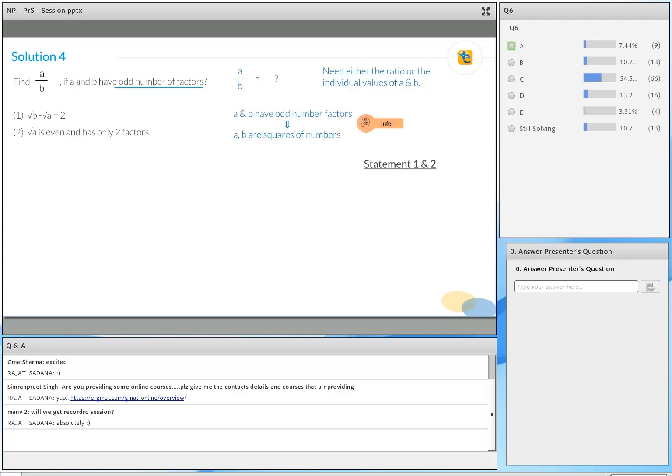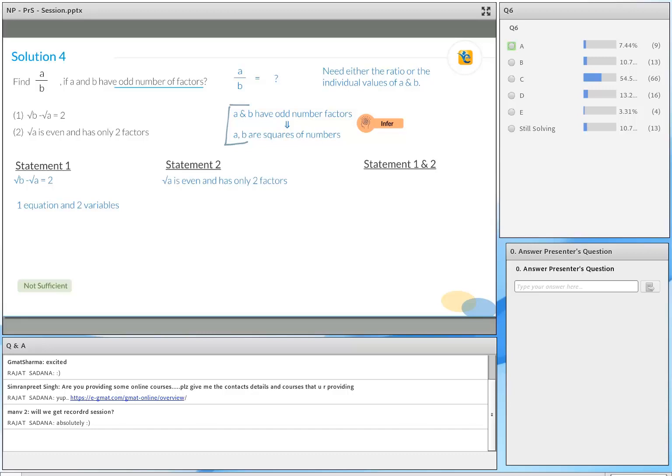Essentially, if A and B have odd number of factors, this implies that A and B are squares of numbers. This is a conceptual understanding that you need to have, and it comes from the concept of total number of factors. So some of you who are not comfortable with that won't be able to get to this inference. But let's say that you get to this inference. Now, if you take a look at statement one, square root of B minus square root of A, you have one equation and two variables, so you can't really arrive at a single answer.